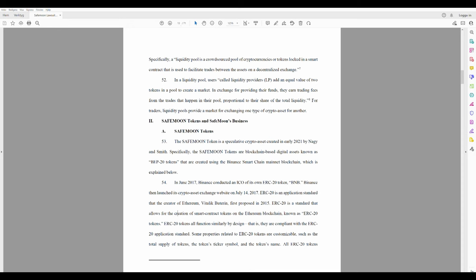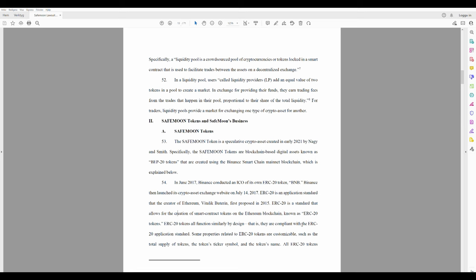Okay, so this chapter: Safemoon tokens and Safemoon business. A, Safemoon tokens. The Safemoon token is a speculative crypto asset created in early 2021 by Nagy and Smith. Specifically, the Safemoon tokens are blockchain-based digital assets known as BEP20 tokens. They are created using the Binance Smart Chain mainnet blockchain, which is explained below.